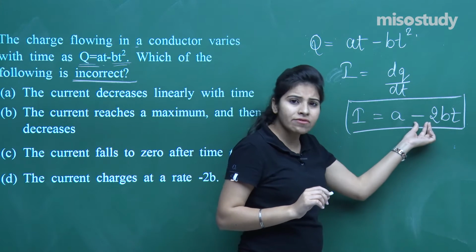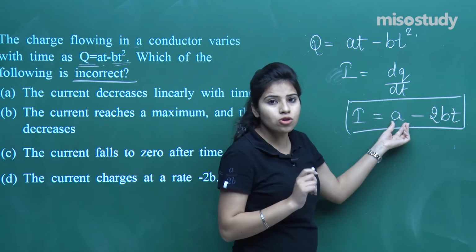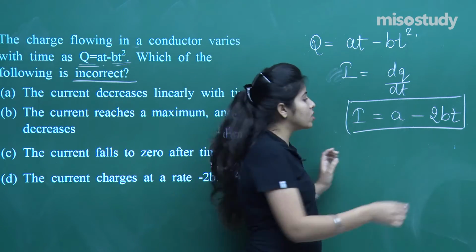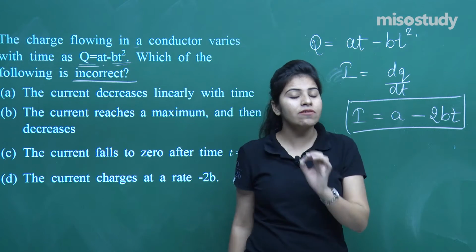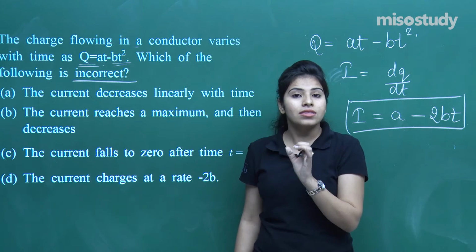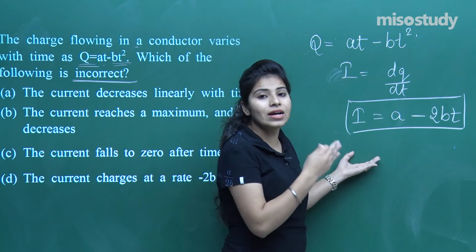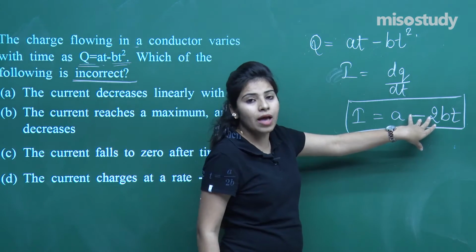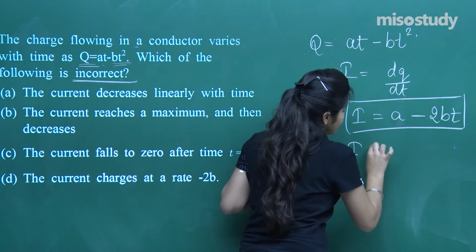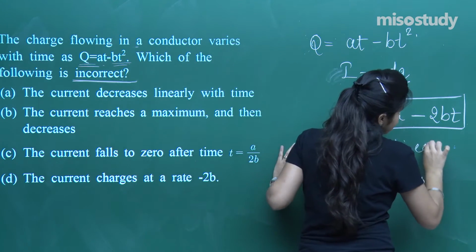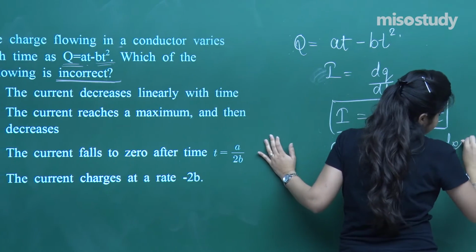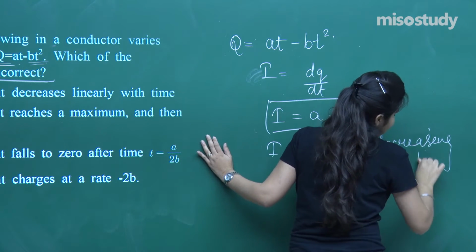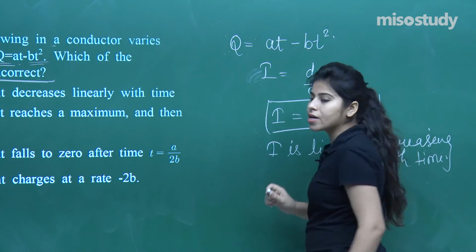And we can see a negative sign has been applied over here. Here A is constant, so you don't have to bother about A. We can only focus on this negative sign. And this negative sign has a significance over here, that is, it is telling us whether the current is increasing or decreasing with time. So because here the negative sign has been applied, we can say that current is linearly decreasing with time. So that means option A cannot be the incorrect option.